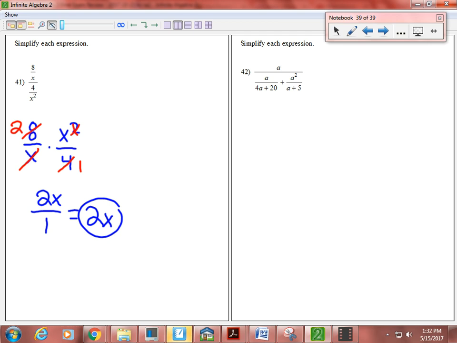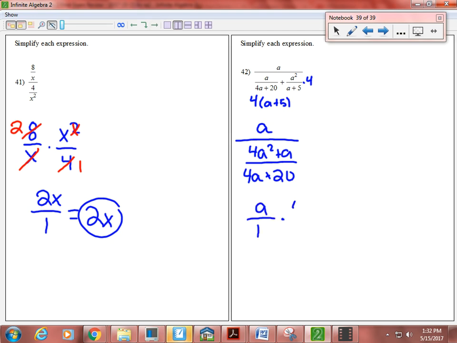42 takes a little bit more effort to do. Know that this is 4 and a plus 5. So we have a plus 5 in both of those. So really we just have to multiply this one by 4. So I have a, and then I'm going to have 4a squared plus a over 4a plus 20. Okay, so that's just putting your like terms together on that. So now you want to flip this to the top. So I'm going to rewrite this as a over 1. And then times 4a plus 20 over 4a squared plus a.